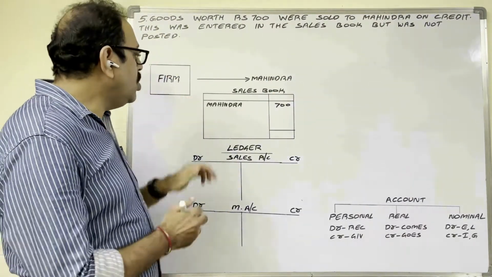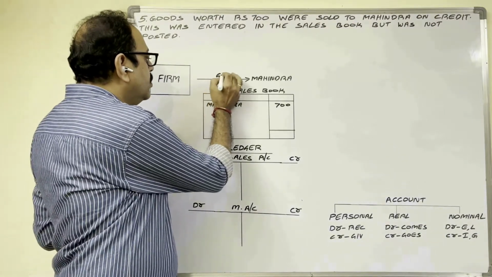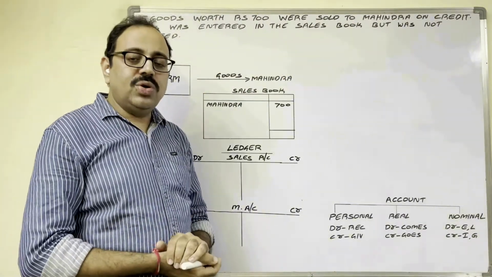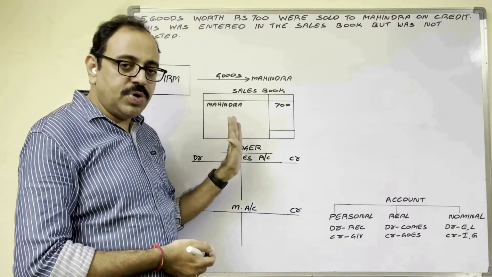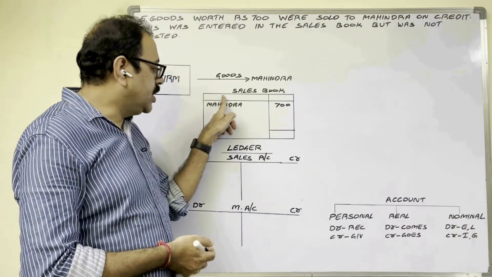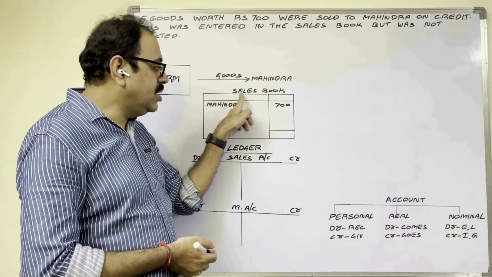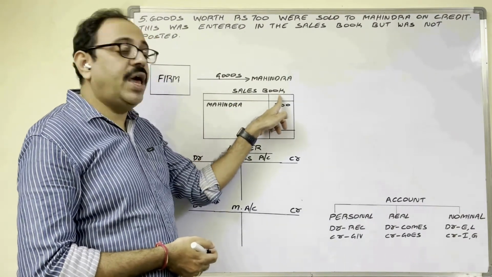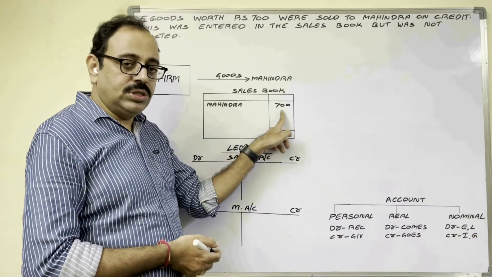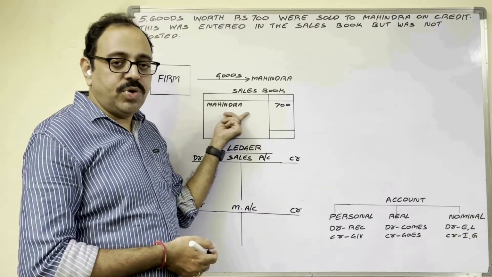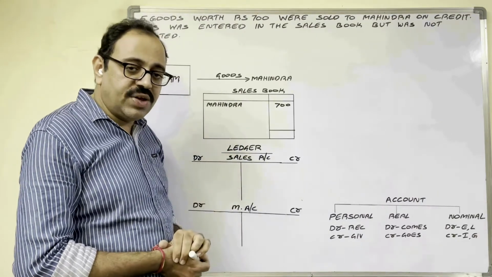Firm sold goods to Mahindra on credit. Credit sale of goods is recorded in the sales book, no? Sales book format: date, particulars, LF number, outward invoice number, amount. So they wrote the customer's name here and the amount. After recording in the subsidiary book, in the ledger they post this transaction.